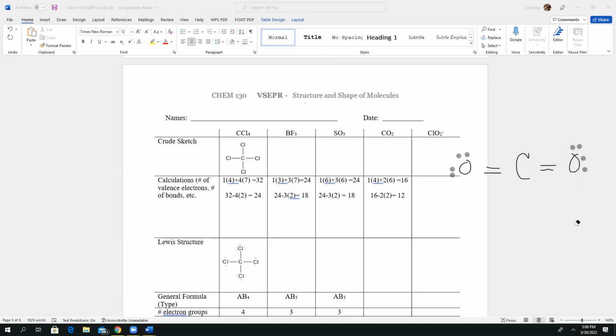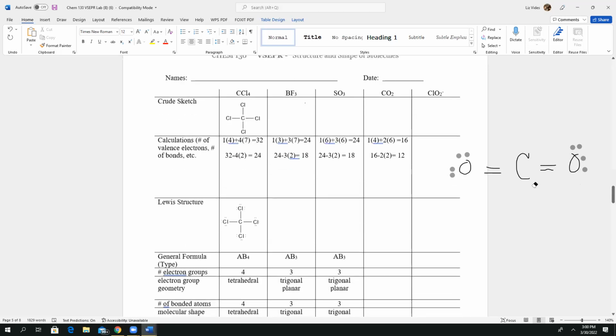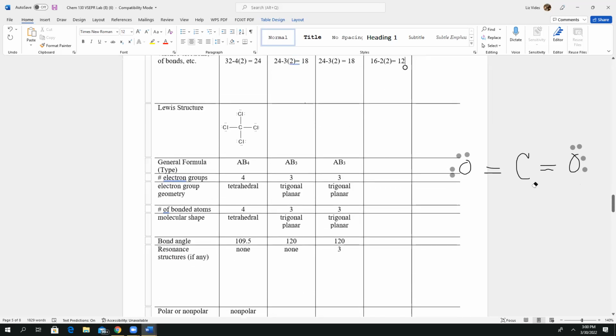And there's our Lewis structure. And as you can see, it's straight. There are no lone pairs and there's only 2 things. So the next thing to write on here is this general formula. That is an AB2, because there's 2 things bonded to the central atom. So number of electron groups is 2. That is known as a linear shape.